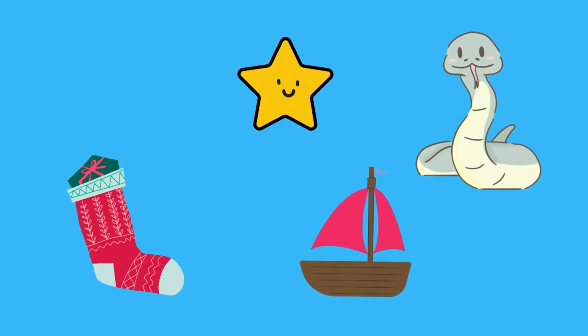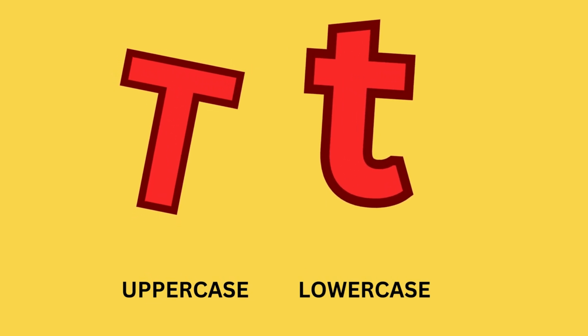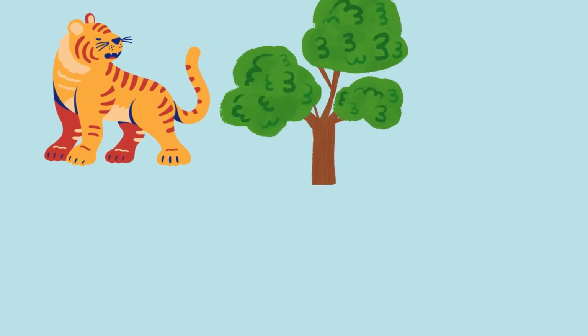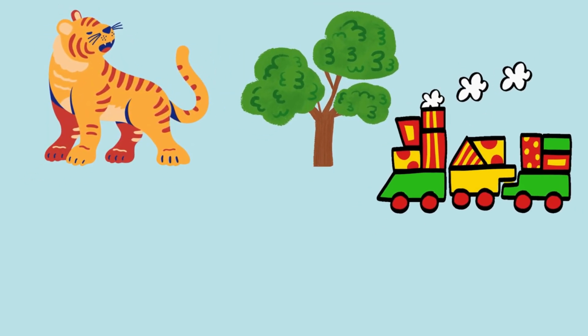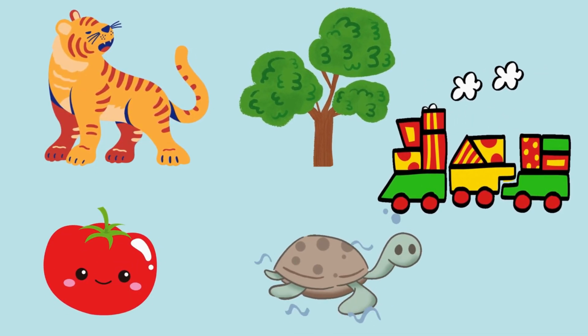T, this is uppercase T, this is lowercase t. T for tiger, T for tree, T for train, T for tomato, T for turtle.